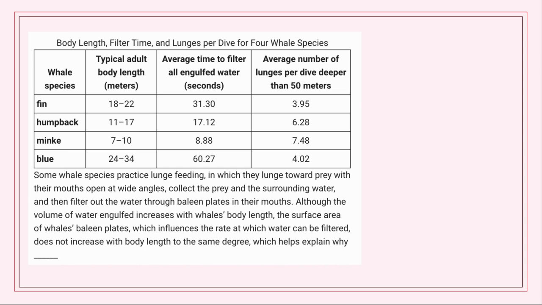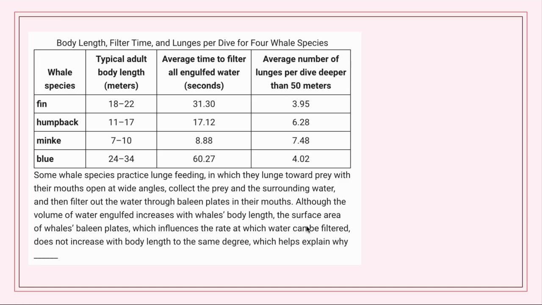Some whale species practice lunge feeding, in which they lunge toward prey with their mouths open at wide angles, collect the prey and the surrounding water, then filter out the water through baleen plates in their mouths. Although the volume of the water engulfed increases with the whale's body length, the surface area of the whale's baleen plates, which influence the rate at which water can be filtered, does not increase with body length to the same degree, which helps explain why blank.